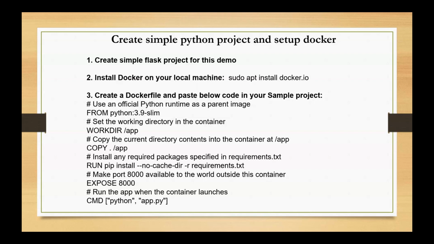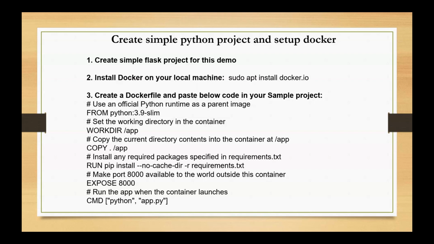Once your project is ready, now you can create a Dockerfile. So there will be one Dockerfile in your project. There, if you are creating a Flask project, you can paste this Docker code in your Dockerfile. Now your Dockerfile is also ready.